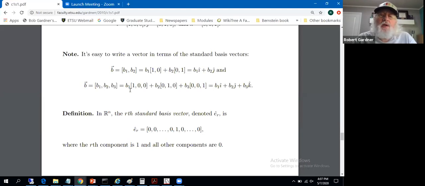We could call this vector here E sub 1 in R3. We could call this vector here E sub 2 in R3. This vector here is E sub 3 in R3. And we only get 3 such vectors in R3. In R4, we'd have E sub 1, E sub 2, E sub 3, E sub 4, just as described.